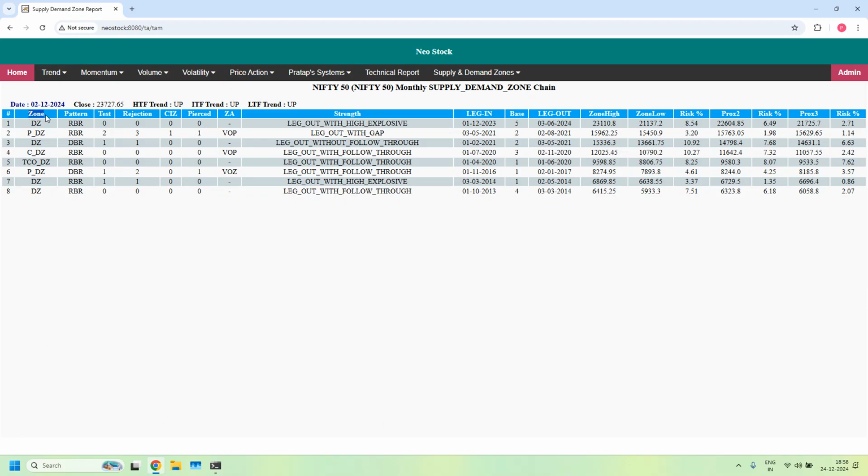Always look into the zone column to find high liquidity zones. Look into the pierced column to find the pierced zones. And look into the LTF trend to find the trend of the current time frame you have selected. Same rules you can apply to the remaining supply demand zone chain reports. And also don't forget to pause the video when you are moving from one report to another report, because I am giving you only few seconds time.